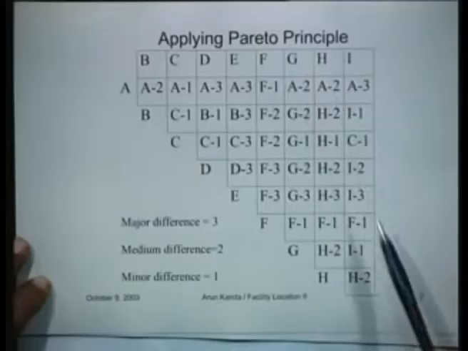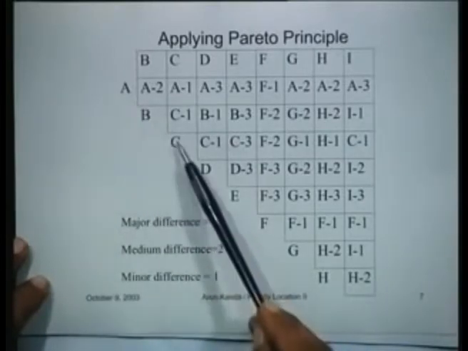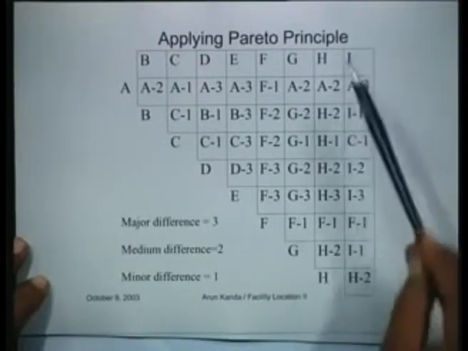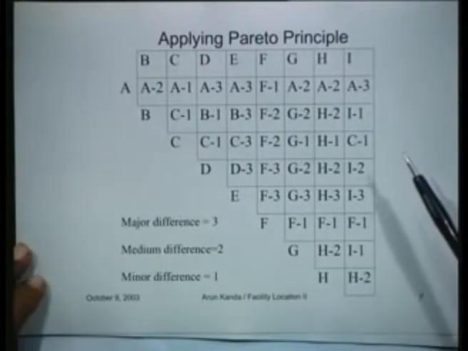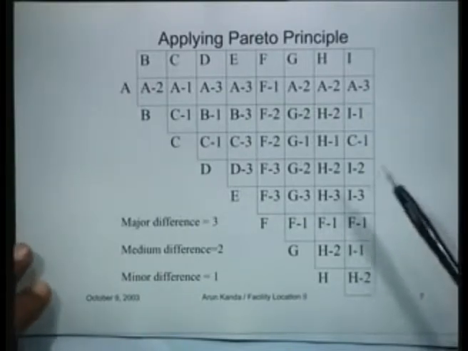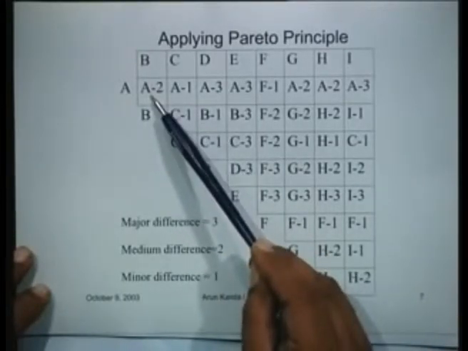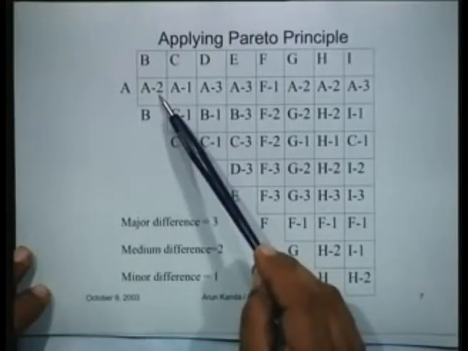For instance, for this particular problem, what was done was that this triangular matrix was constructed, and these were the objectives A, B, C, D, E, F, G, H, I, and the management was asked as to which do you feel. For instance, in comparing A and B, the management felt that A was more important and the difference was medium, so you wrote A2 here.